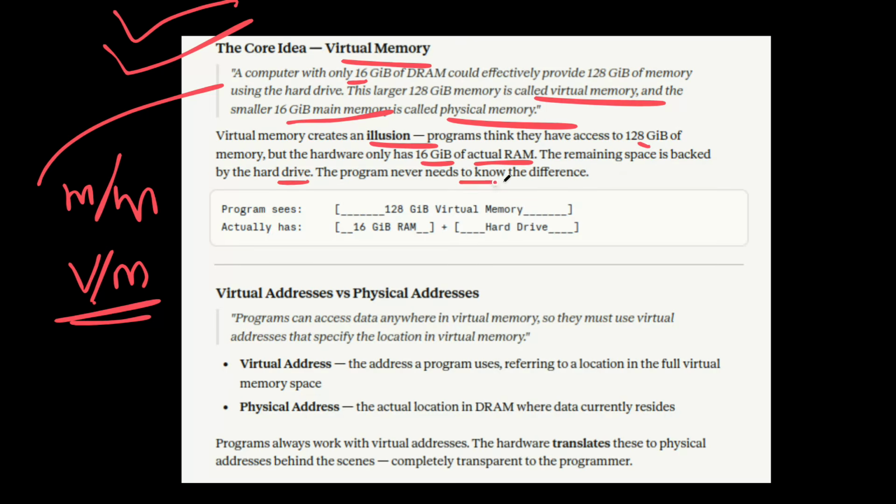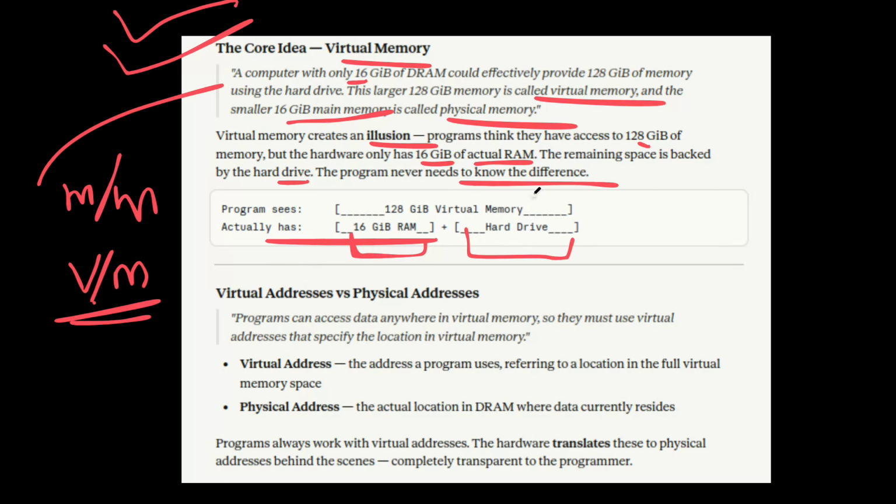So the remaining space is backed by the hard drive. The program never needs to know the difference. What would a program see? It would see that it has a complete 128 GB. But actually, out of this 120 GB, only 60 GB of RAM is hardware, and the rest is hard drive. That is virtual memory's part.